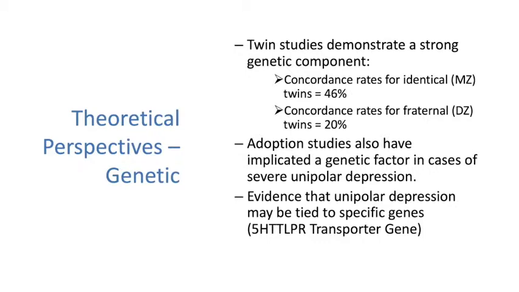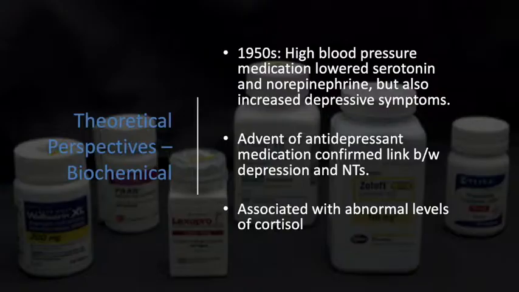Although there has been recent research showing that this association with the 5-HTT-LPR transporter gene and unipolar depression has been exaggerated over the years. So it may be a factor, but not as big as we thought. However, overall, the picture is clear. Genes do matter in the development of unipolar depression.